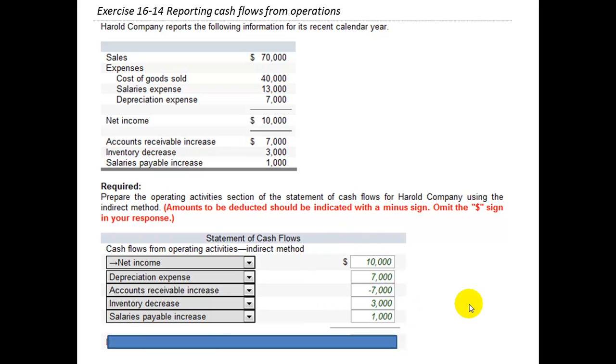When you combine all these pieces together, that means your cash flow from operating activities will be a plus $14,000, or another way to say that, net cash provided by operating activities is a plus $14,000.